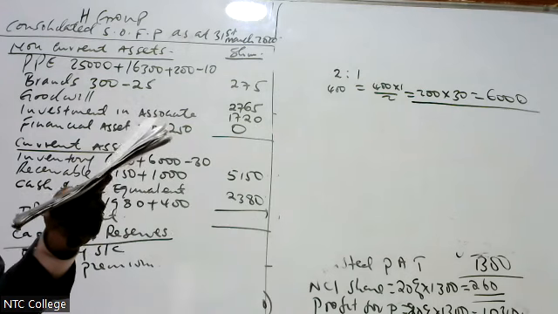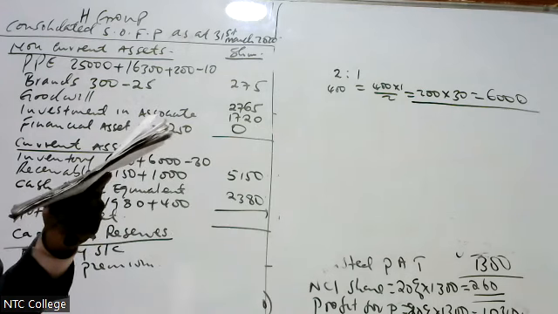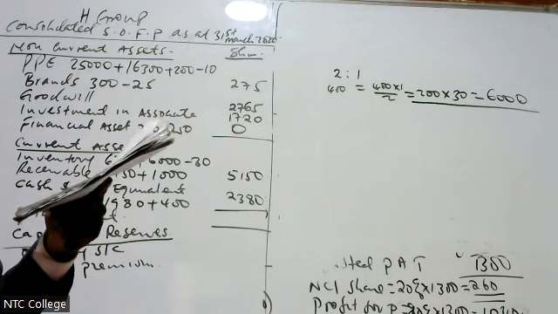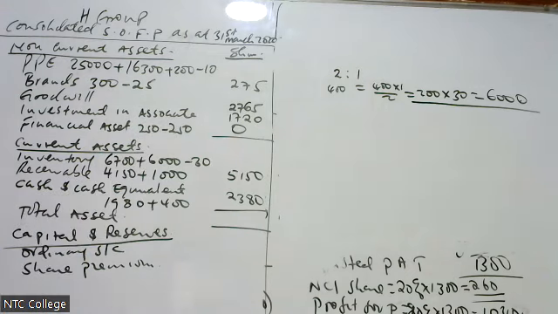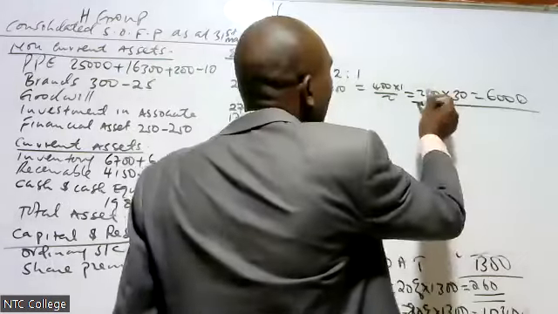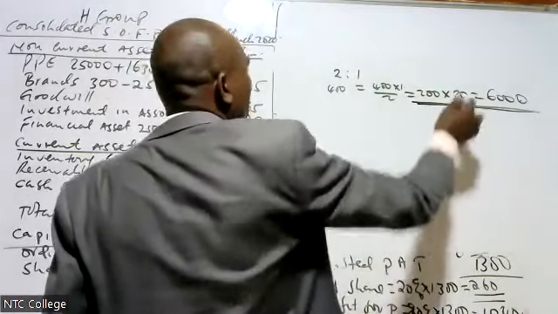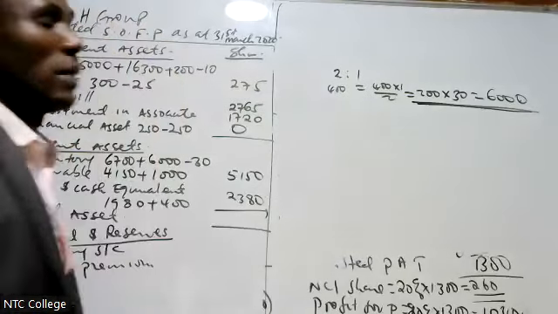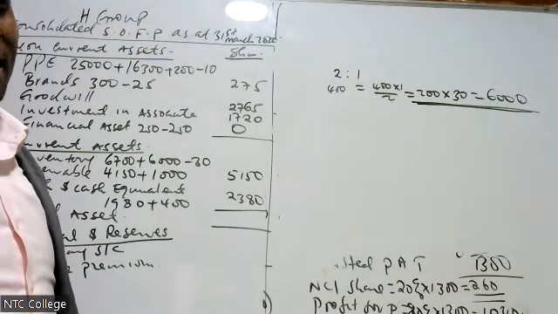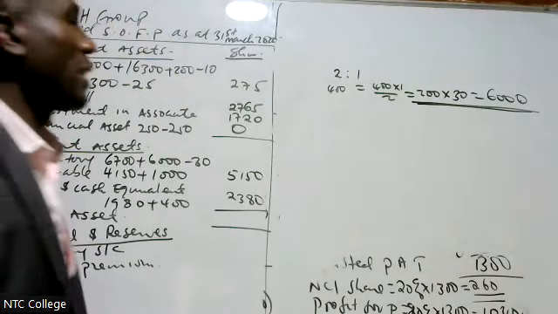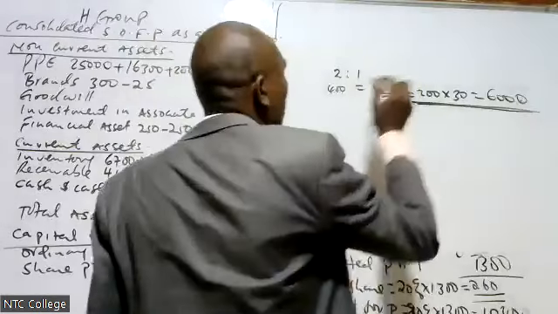The examiner said, H Limited is yet to record the consideration on acquisition of ordinary shares in S. Therefore, we issued shares, but we have not accounted for that. Therefore, I need to account for that. Listen very carefully. How am I going to account for this?